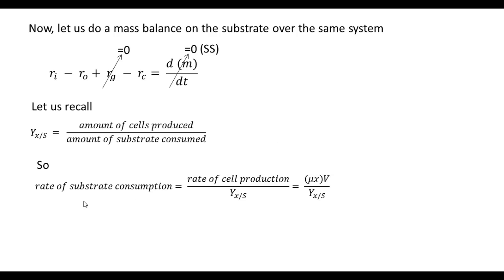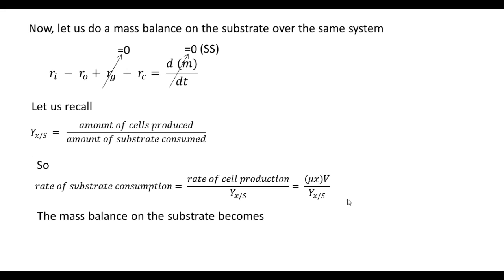So the rate of substrate consumption is nothing but the rate of cell production divided by Y x/s. You know what Y x/s is: amount of cells produced by amount of substrate consumed. We are looking at rate of substrate consumed. So let us say we divide by time above and below, we get rate of cells produced by rate of substrate consumed. Take it to the other side, the rate of substrate consumed is rate of cells produced divided by Y x/s. That is what is given here. Now what is rate of cell production? It is mu x times V, the mass production of cells. This is the volumetric production rate times V, divided by Y x/s.